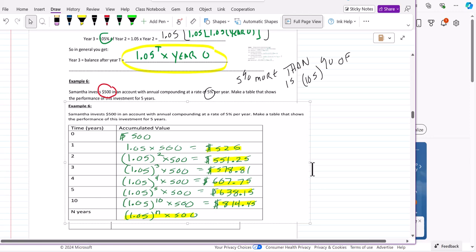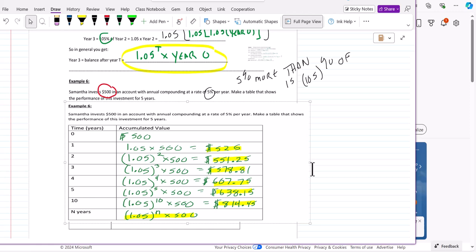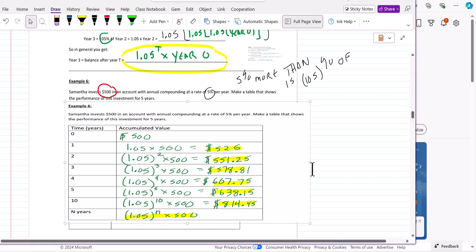So again, all you're doing when you get right down to the 10th year, you're taking the interest rate to the 10th power times the 500 principal, and that gives that. So you're noticing after 10 years, you've gained quite a bit of money. You've gone from 500 all the way to $814.45. Compound interest, as you get into higher times, it starts getting real big.